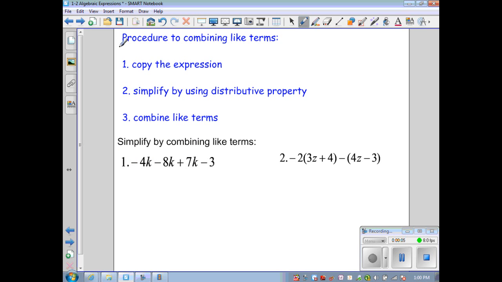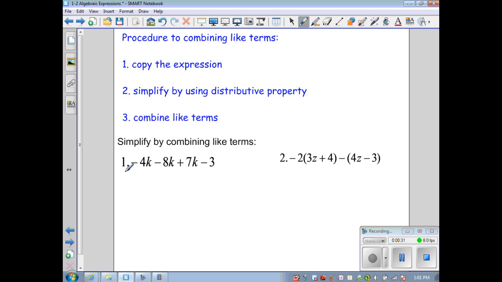Procedure to combine like terms. Number 1, copy the expression. 2, simplify by using distributive property. And 3, we want to combine like terms. Remember, combining like terms is when we add and subtract terms that have the exact same variables and the exact same exponents on those variables.